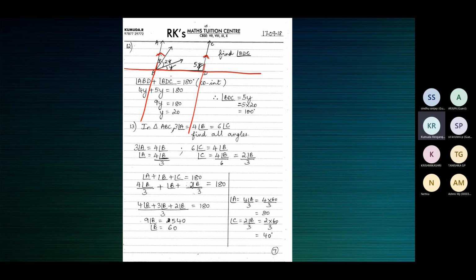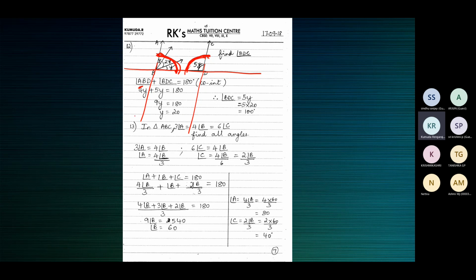Now you can see this angle ABD, this full angle ABD, from the parallel line till the transversal. And from the other parallel line till the transversal. This angle is ABD from the parallel line till the transversal. The other angle is CDB or BDC from the parallel line to the transversal.